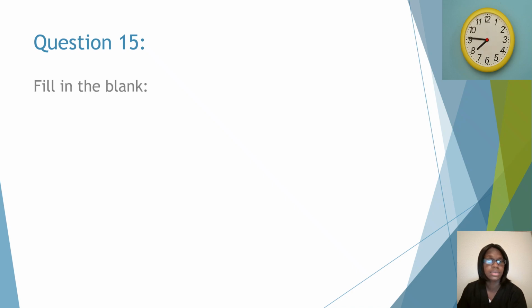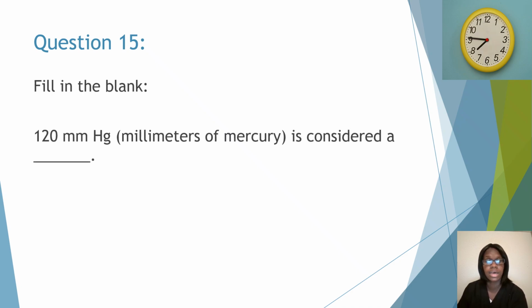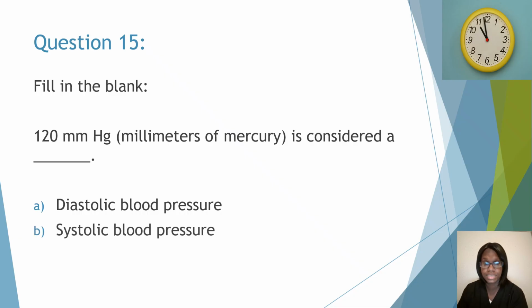Question 15. Fill in the blank. 120 millimeters of mercury is considered a, A, diastolic blood pressure or B, systolic blood pressure. So I paused for a second because I wanted you all to think, what could it have possibly been? So here are your answer choices, A or B, and then I'll give you a few seconds to think about it.